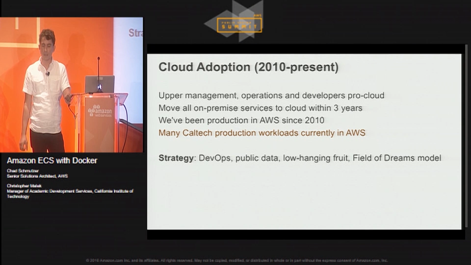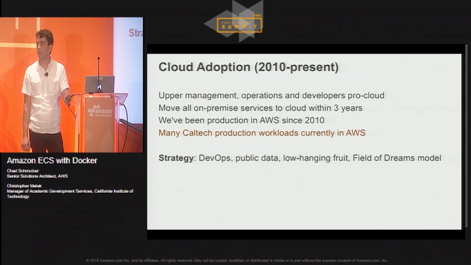Our upper management has seen that, and we have a plan now to move all of our on-premise services to the cloud within 3 years. We've actually been in production in AWS since 2010 when we put our main campus website out there. We were one of the first universities to do that. Now we have many production workloads.